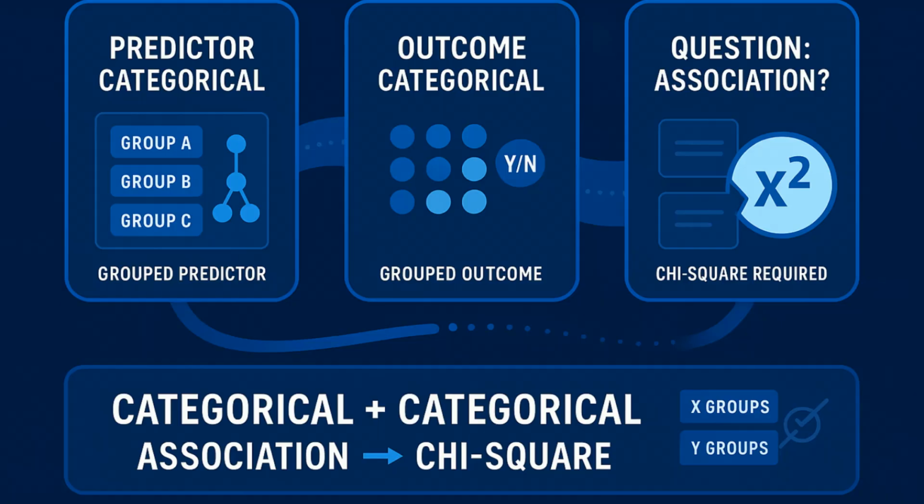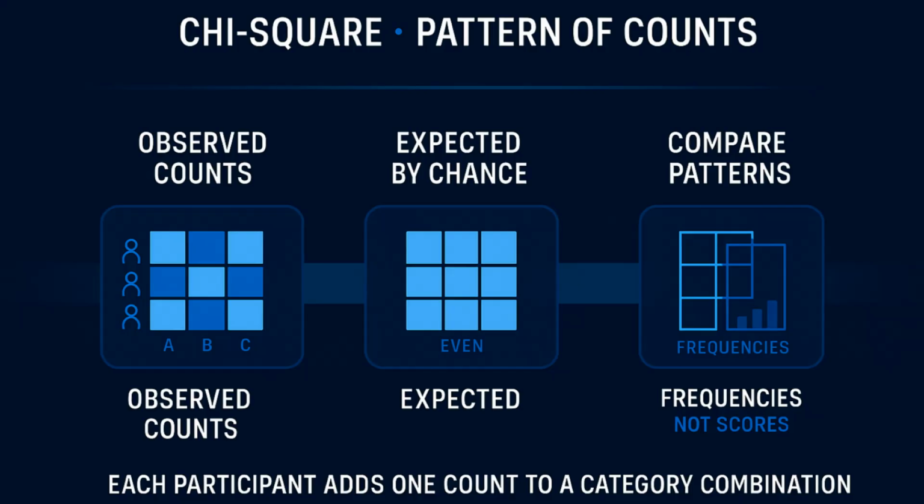When both the predictor and the outcome are categorical and the question asks about association, chi-square is the aligned analysis. Association in this context does not mean how variables move together numerically. It means whether the pattern of observed counts across categories differs from what would be expected by chance. Chi-square works with frequencies, not scores. Each participant contributes one observation to a category combination.